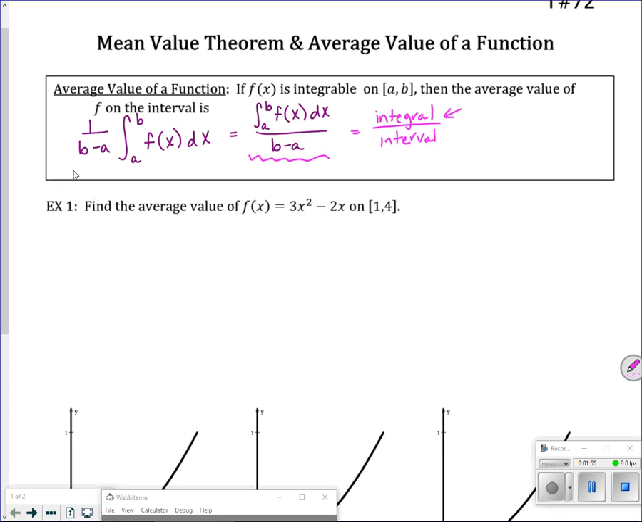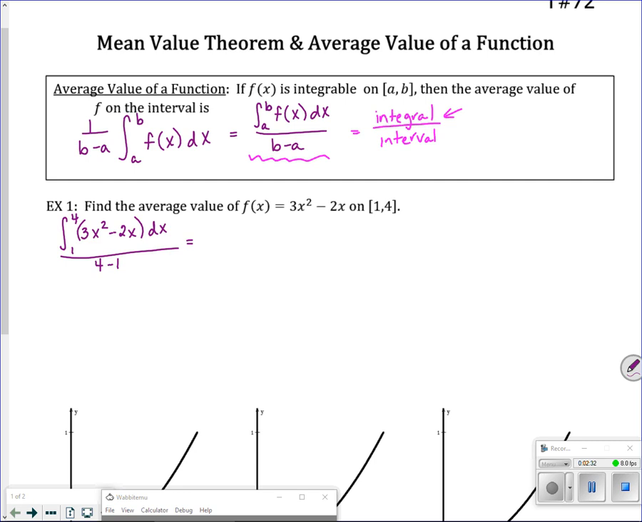So if it says find the average value of f of x on 1 to 4. Now this is not calculator, so I'd have to do it in my head. I would think, okay, that's integral. So I'm going to put the integral from 1 to 4. Now obviously I could just write f of x, but since I'm having to do it by hand, I'm going to go ahead and write it out so I know what I'm doing. I'm going to take the integral of this, and I have to divide by the interval 4 minus 1.